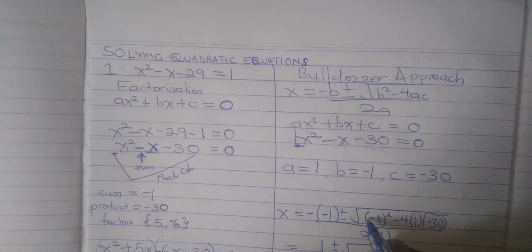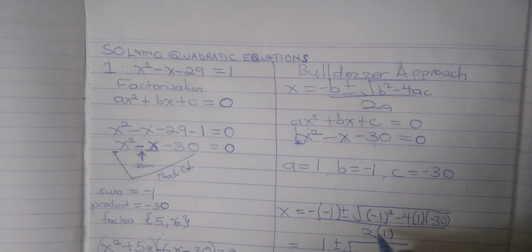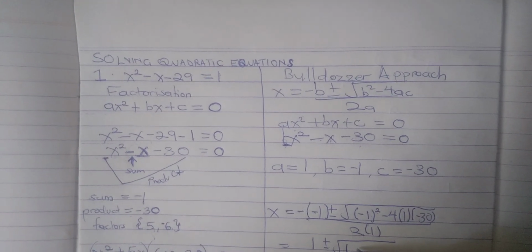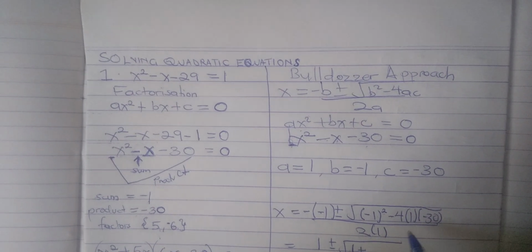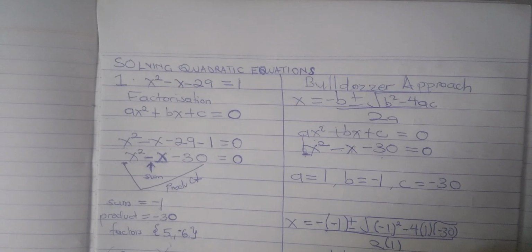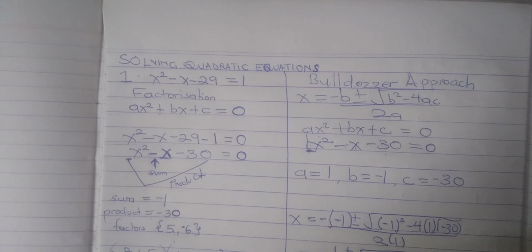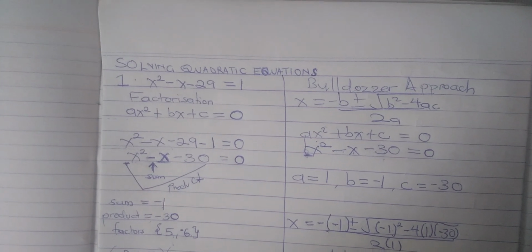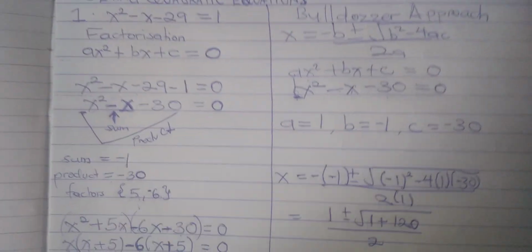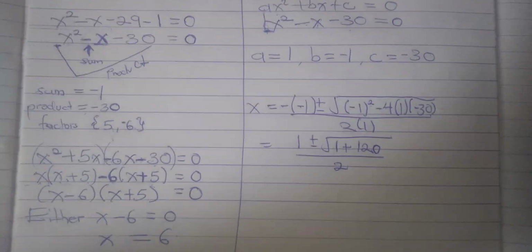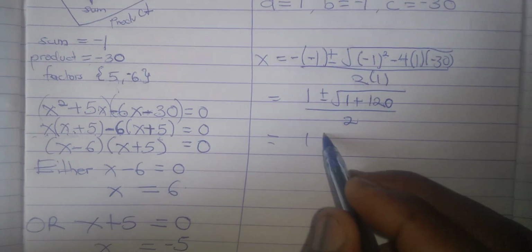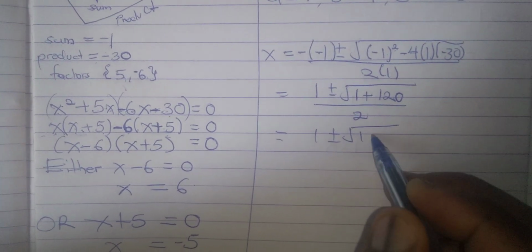plus or minus root of 1 negative squared. When you are putting it in the calculator, please put a bracket, so it is always a positive. Negative times a negative is a positive. 4 times 30 is 120, over 2. 2 times 1 is 2. So from there, this will give us 1 plus or minus root of 121.